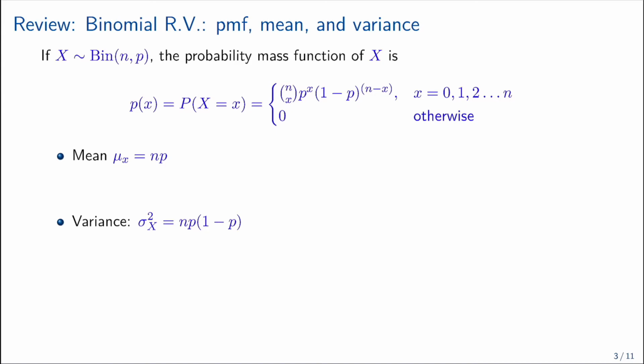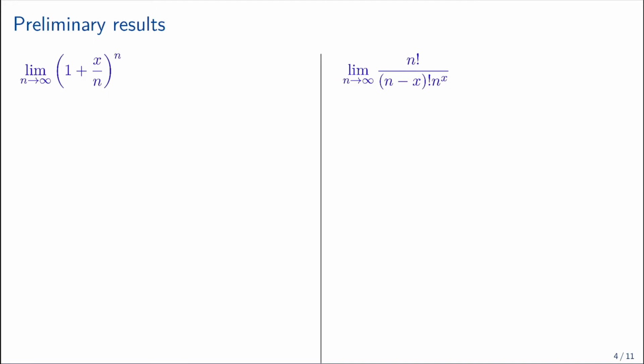In the Poisson distribution, n approaches infinity, so to compute the mean and the variance, we need to apply the limit as n approaches infinity. Before doing that, we need some preliminary results. Now I'm going to compute these two limits and use those limits in the next slide to compute the mean and the variance.